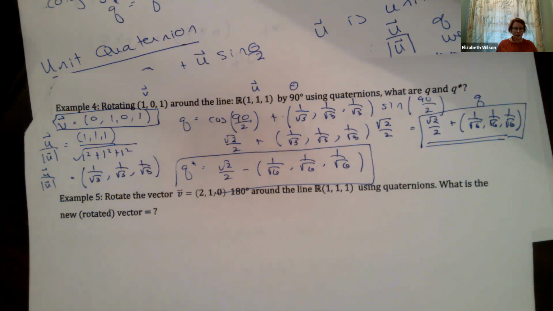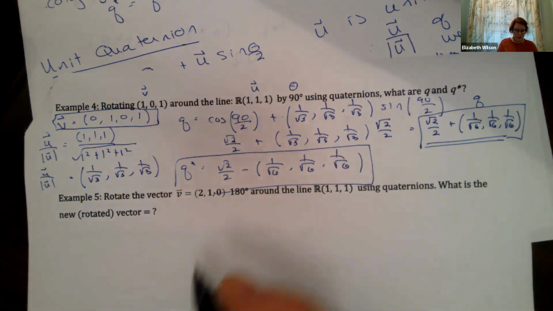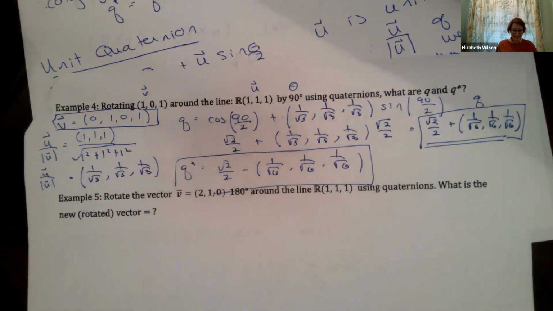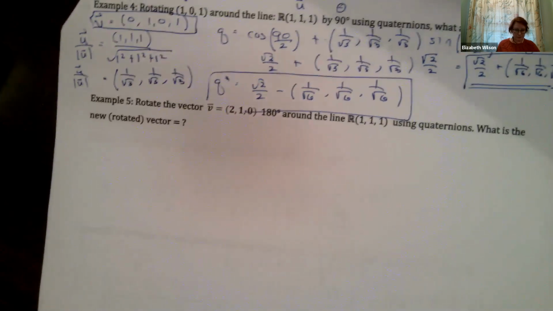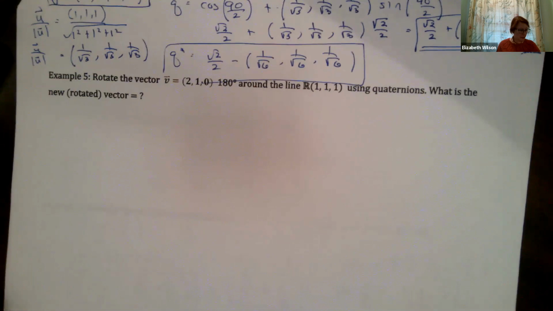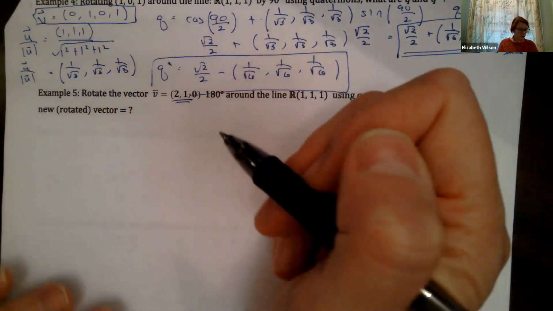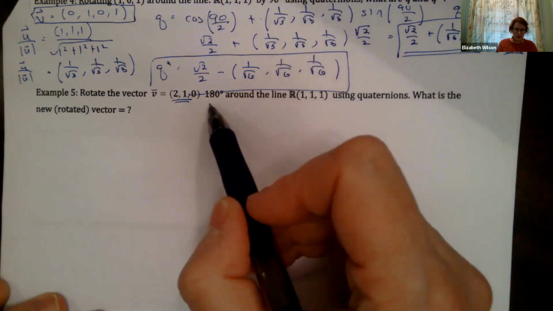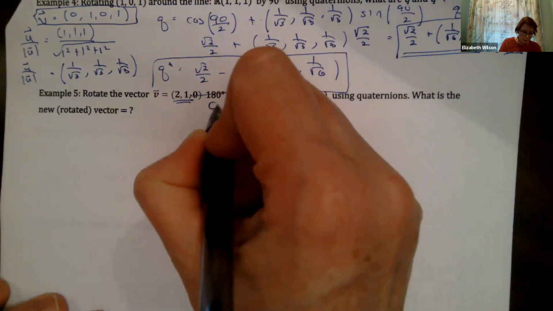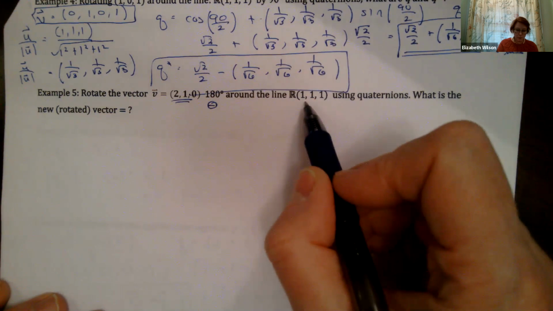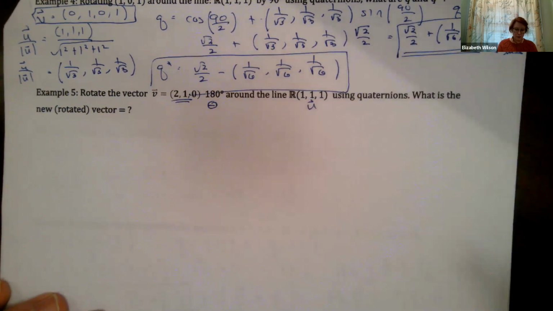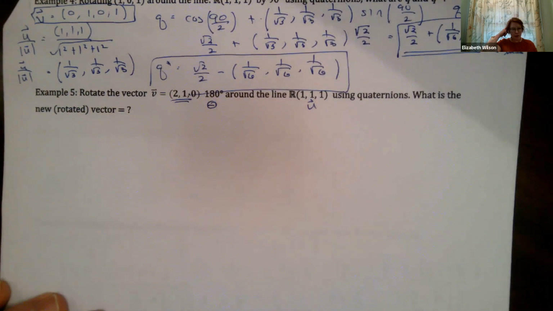Alrighty. Let's go ahead and get started. We're going to rotate the vector 2, 1, 0. This is our V. Vector V equals 2, 1, 0. 180 degrees, this is our theta, around the line R, 1, 1, 1, this is our U. Using quaternions, what's the new rotated vector? So I have to do 2 quaternion multiplications. This is why it takes a while. All right, so let's go ahead and get started.